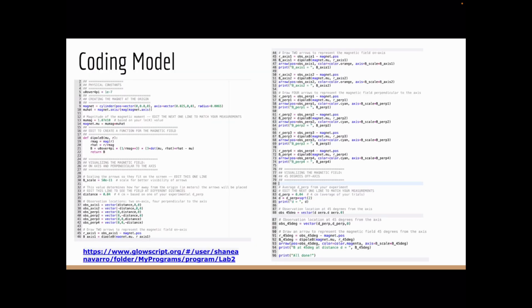Next, I created a computational model using GlowScript. I implemented the full dipole field vector equation, which calculates the field based on the magnet's moment and the observation point. I used the magnetic moment I determined earlier from my data.